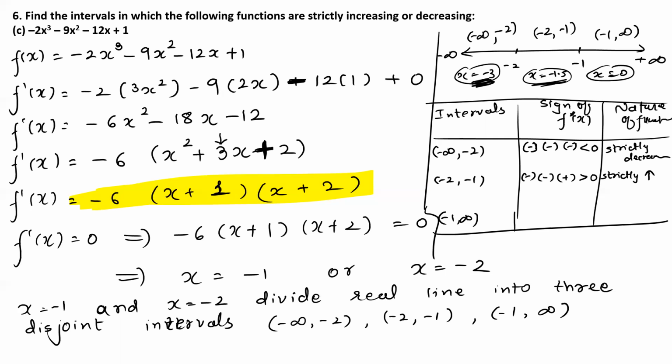Then for -1 to 0, we are putting x equal to 0. -6 is minus only. 0 plus 1 is positive, 0 plus 2 is positive, so the product is less than 0, strictly decreasing. Yes, strictly. How do we get that?